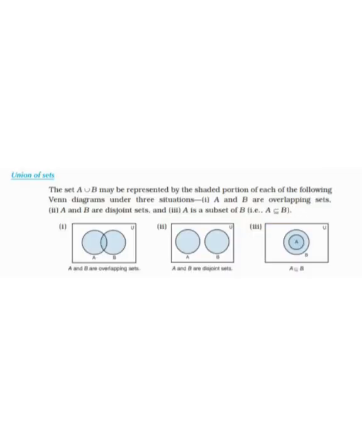Next one, union of sets. The union of sets, A union B, may be represented by the shaded portion of each of the following Venn diagrams. There are three situations. The first situation is A and B are overlapping sets, that means at least one element is common to A and B. So in the first figure, A and B will be fully shaded. That is A and B overlapping sets.